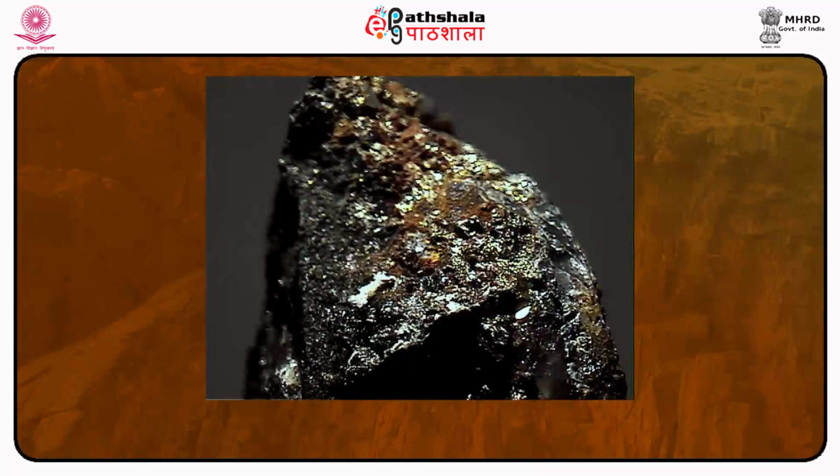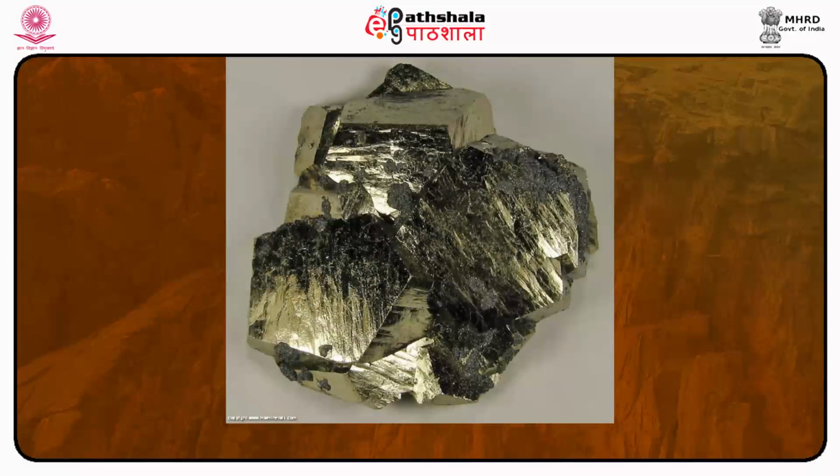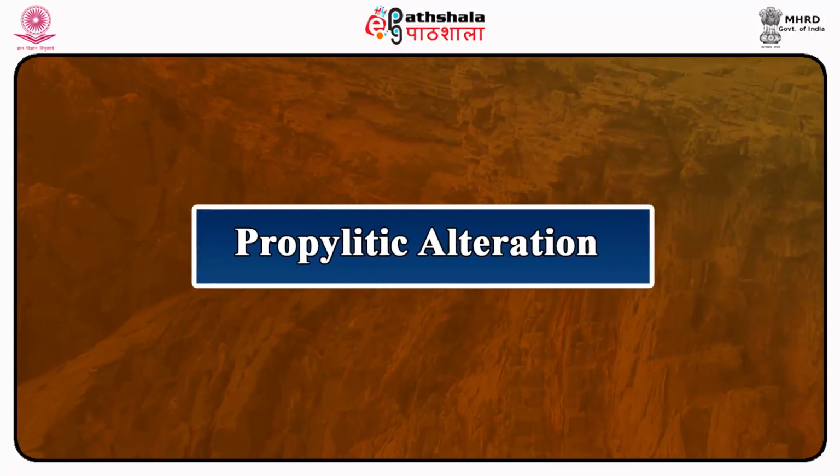The intermediate argillic zone may itself be zoned, with montmorillonite minerals dominant near the outer fringe of alteration, and kaolin minerals nearer the sericite zone. Sulfides are generally unimportant. Outwards from the intermediate argillic alteration zone, propylitic alteration may be present before the fresh rock is reached. Next, propylitic alteration.